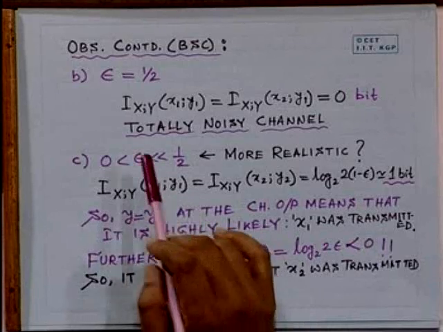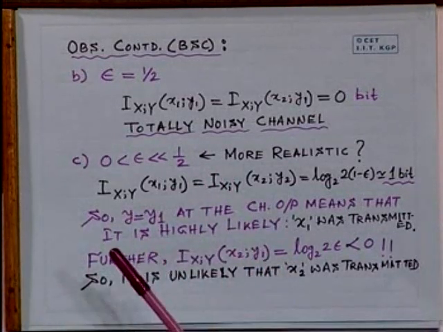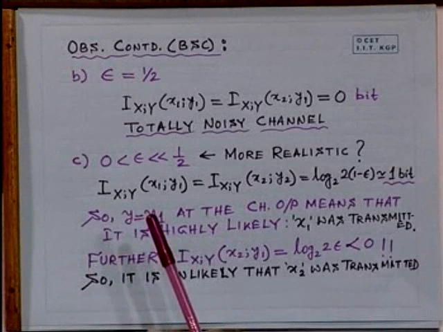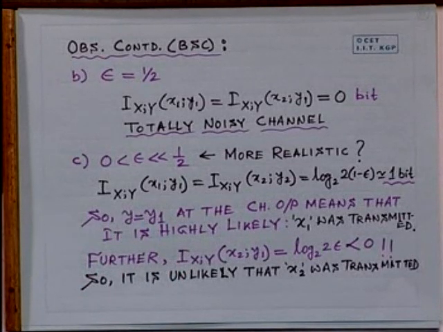I guess we did not touch upon this point: the specific value of epsilon equal to half. What does it mean really? We can see from the earlier expressions that I(x1;y1) and I(x2;y1) are both 0. That means you do not get any information if the channel transition probability is half. You do not get any new information irrespective of what was transmitted and what was received.